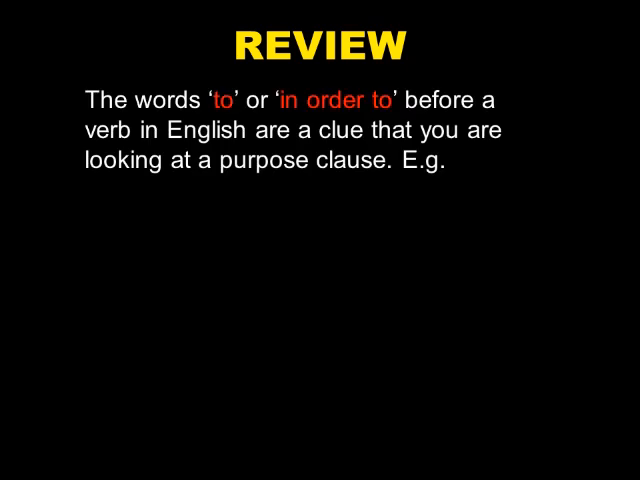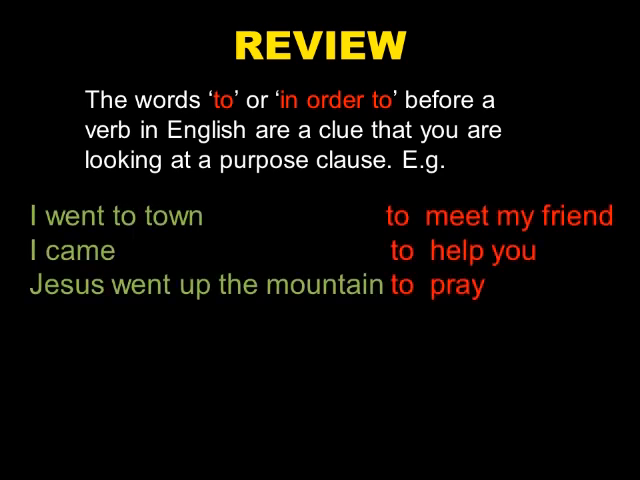Let us review the main points of this lesson. When you see the words to or in order to before a verb in English, they are usually a good clue that you are looking at a purpose clause. They show someone's intention for doing something. For example, we looked at the sentences, I went to town to meet my friend, I came to help you, and Jesus went up the mountain to pray.